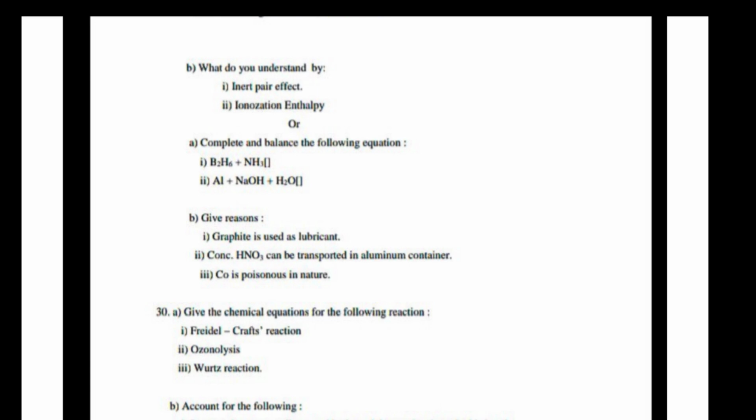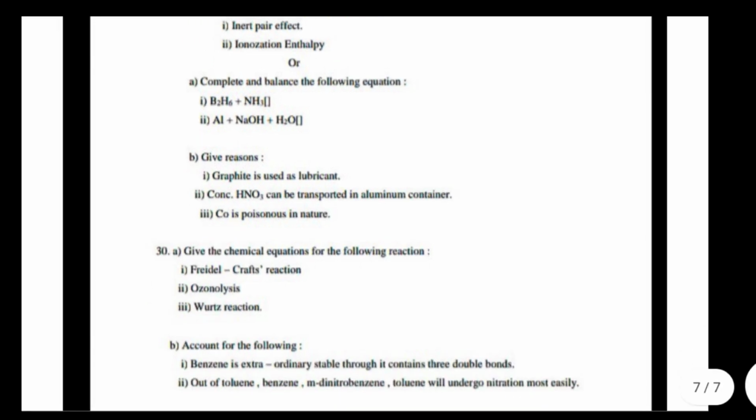B, give reasons. First, graphite is used as a lubricant. Second, conc. HNO3 can be transported in an aluminium container. Third, CO is poisonous in nature.